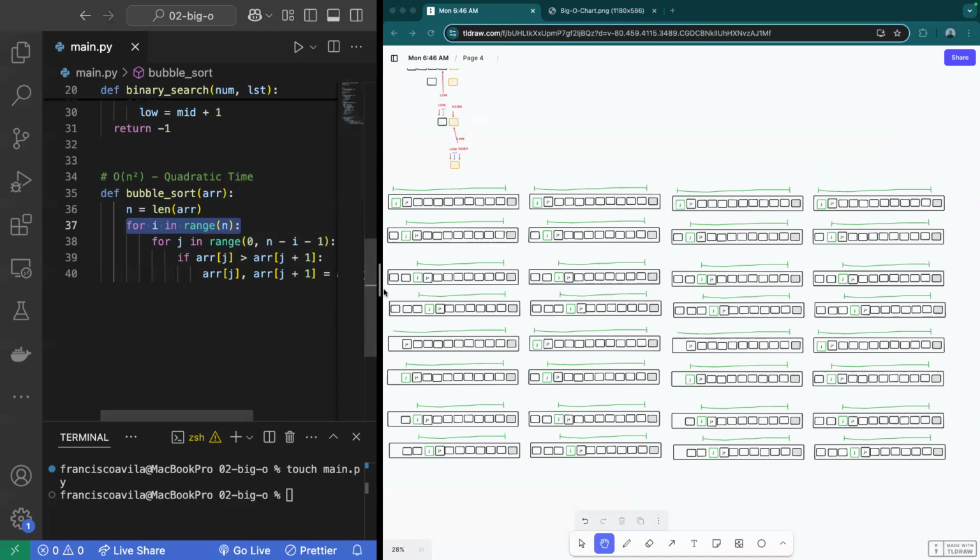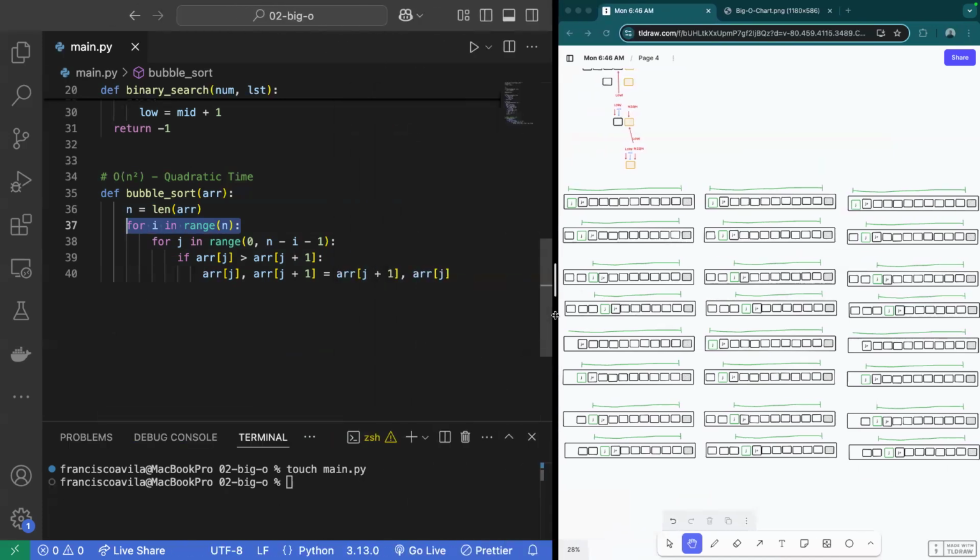Now, a very strict and straightforward signifier as to how you identify if it's quadratic time: if you have a nested for loop inside of another, more than likely you're writing in O of n squared time. That's just how you put it in straightforward terms.